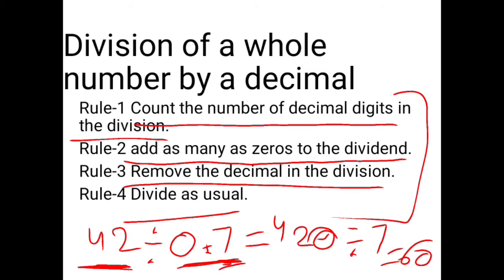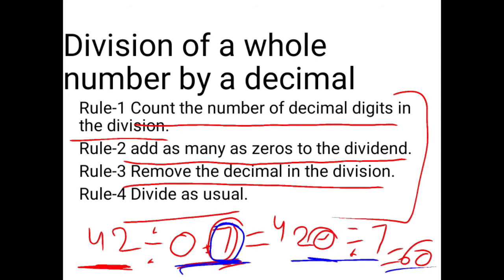So what we have done in this example, first we have counted the number of digits, that is only one digit after the decimal. Then apply the number of zeros as the digits are there. So there is only one digit, so I add one 0 in the whole number and directly remove the decimal part and divide as usual. Then you got the answer.